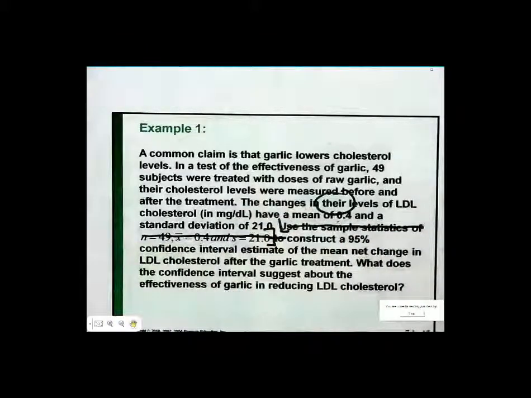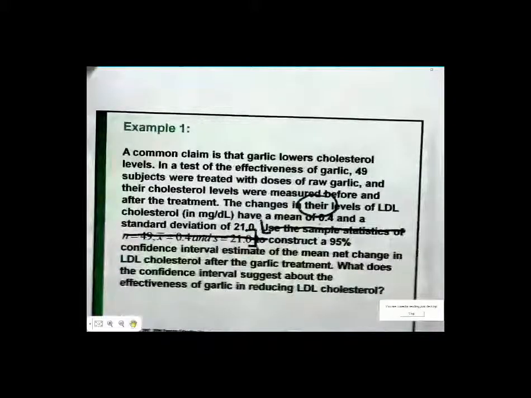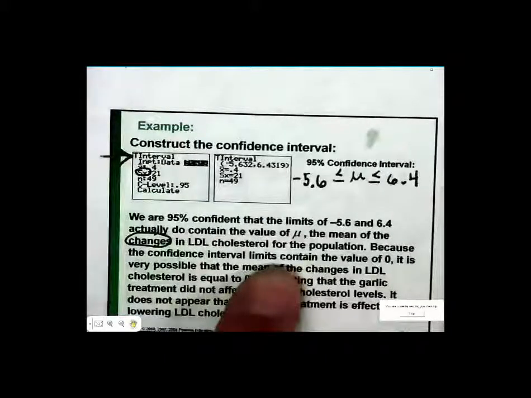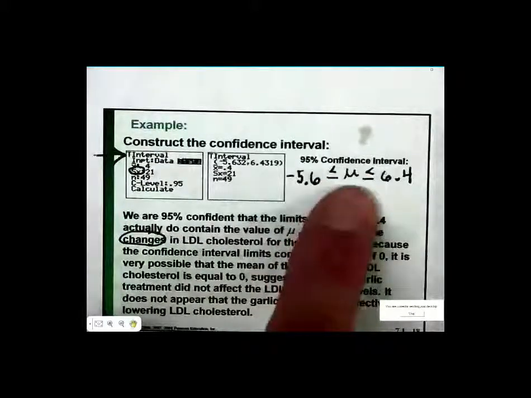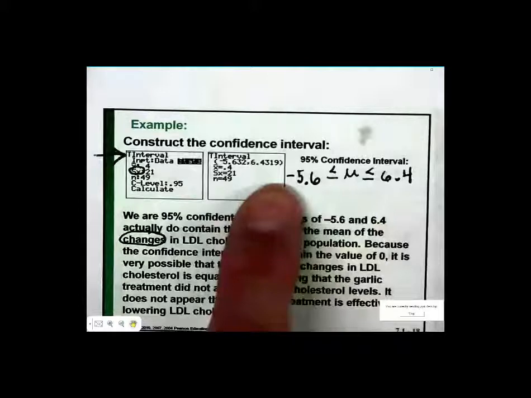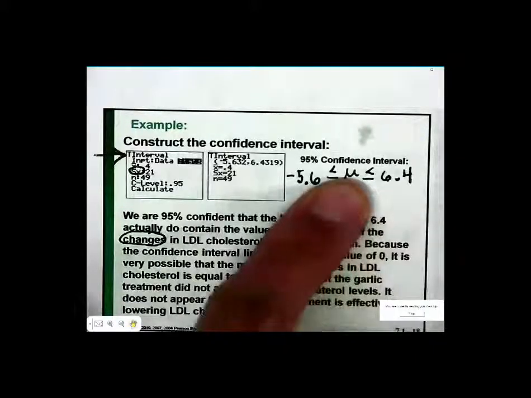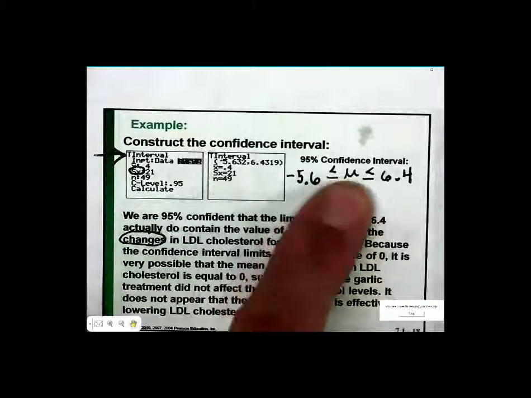Because the confidence interval limits contain the value of 0, zero's in there, what would the mean being 0 mean? It would mean no change. Negative is a decline, positive is an increase. If the mean was 0, then there would be no change. It wouldn't be standard normal, Sam, because not only would the mean have to be 0, but the standard deviation would have to be 1, and it's not. But if the mean was 0, that would mean absolutely no change.